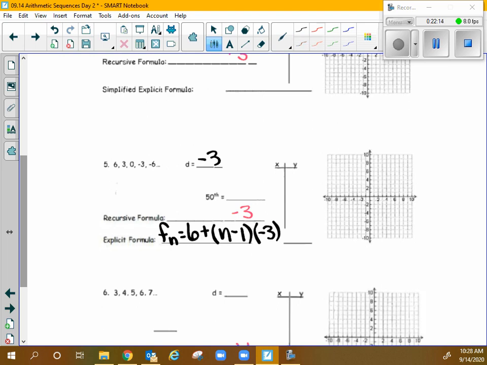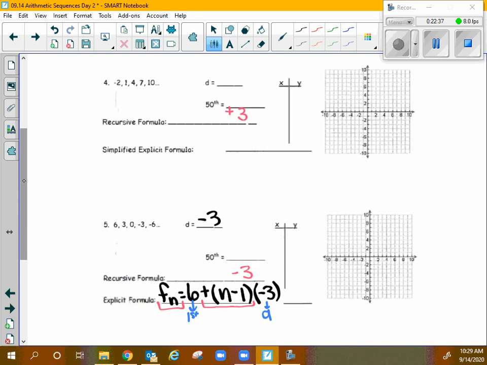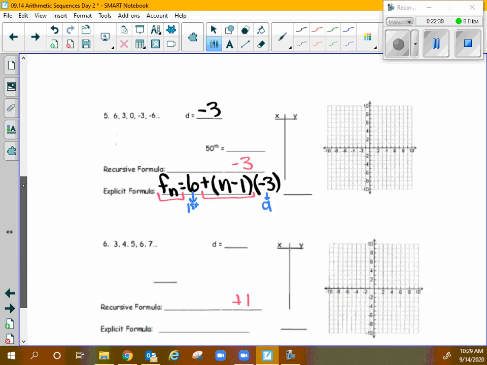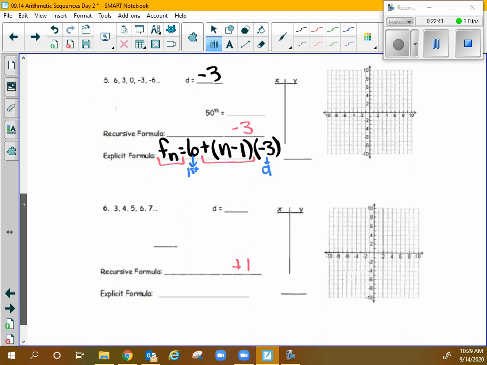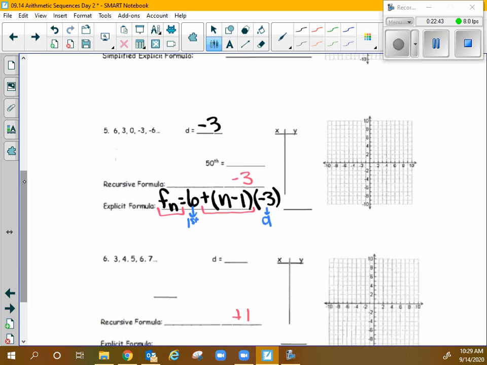So again, a part of this that will never change. This will never change, and this will never change. You're just adding in your first term and your common difference. Okay? All right. Your task is to write the explicit formula for 4 and 6. One of them is simplified, one of them is not.